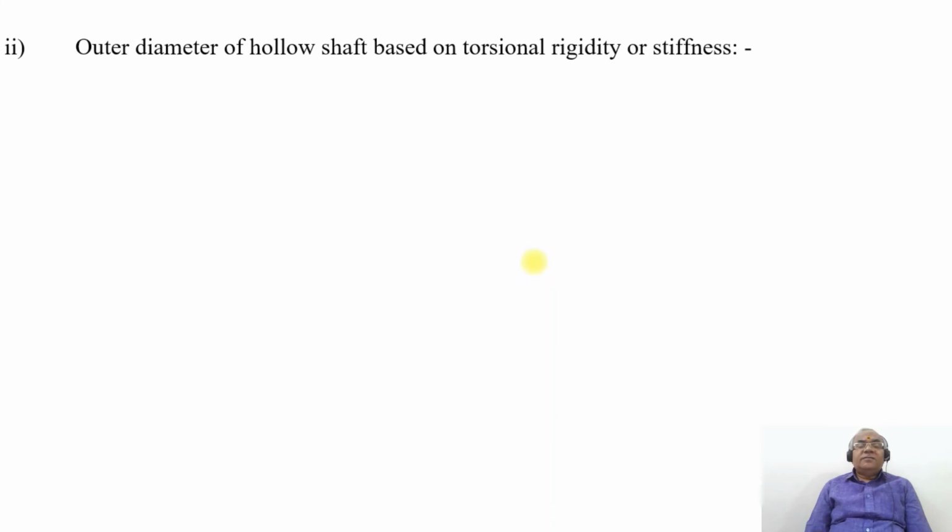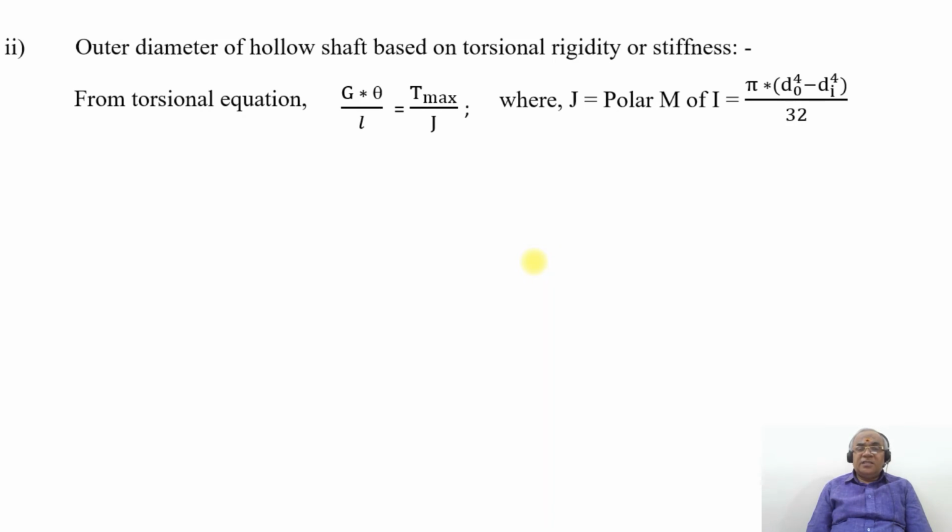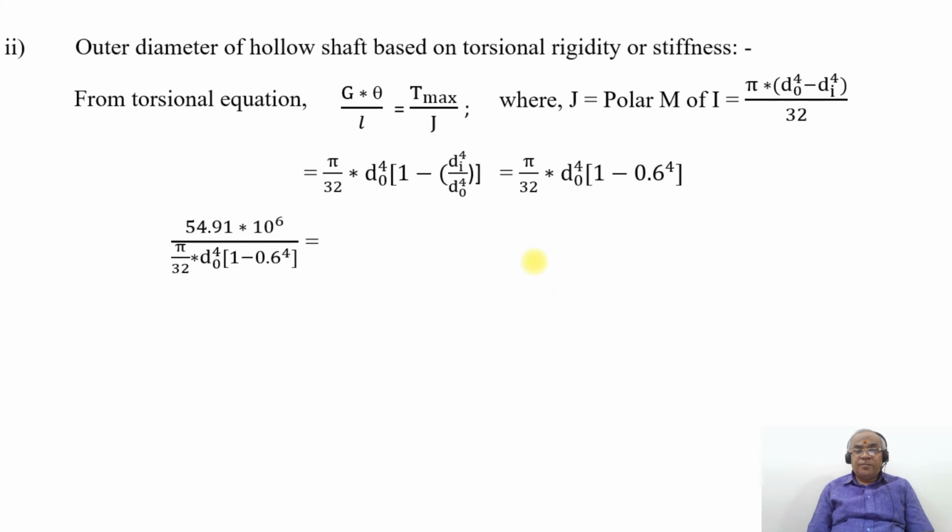Similarly, the outer diameter of the hollow shaft based on the torsional rigidity or torsional stiffness. From the torsional equation, what we have, G into theta by L will be equal to T max by J, where J is the polar moment of inertia, which is pi by 32 into d naught to the power of 4 minus di to the power of 4. So substitute the values, that will be equal to T max, that is pi by 32 into d naught to the power of 4 into 1 minus di by d naught whole to the power of 4. So substitute these values, that is pi by 32 into d naught to the power of 4 into 1 minus 0.6 to the power of 4.